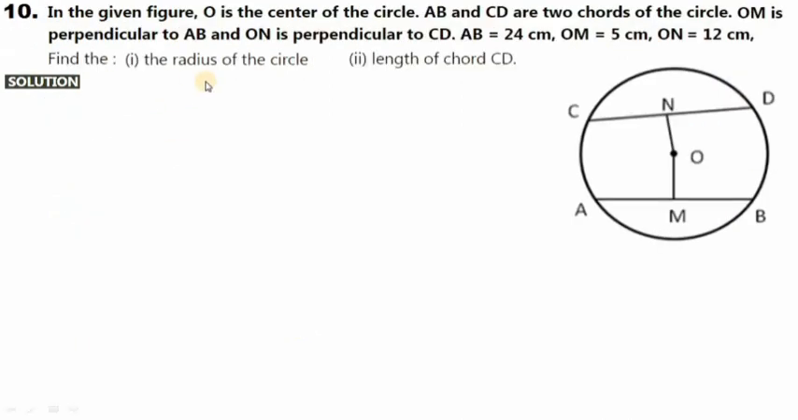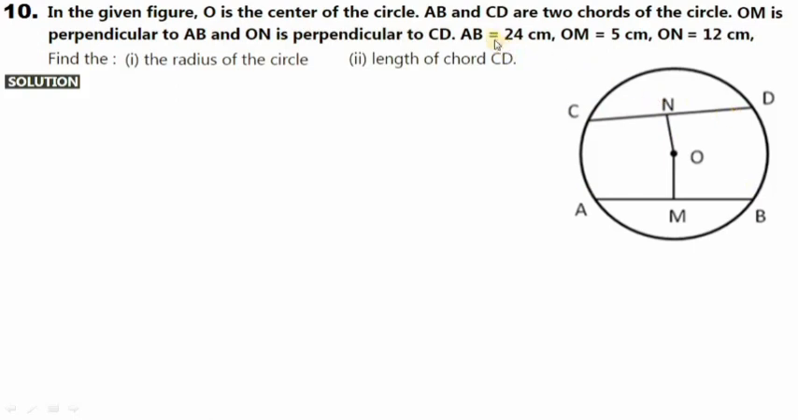Let's have the last question from the exercise. So in the given figure, O is the center of the circle. AB and CD are two chords of the circle. OM is perpendicular to AB and ON is perpendicular to CD.